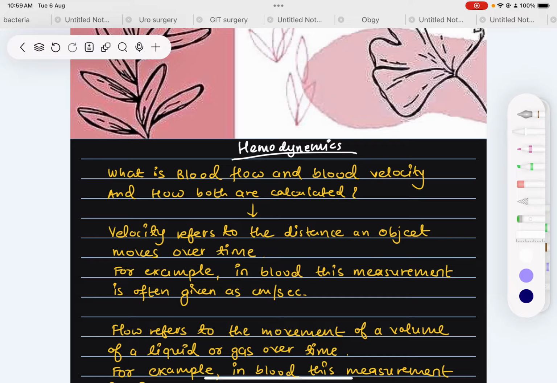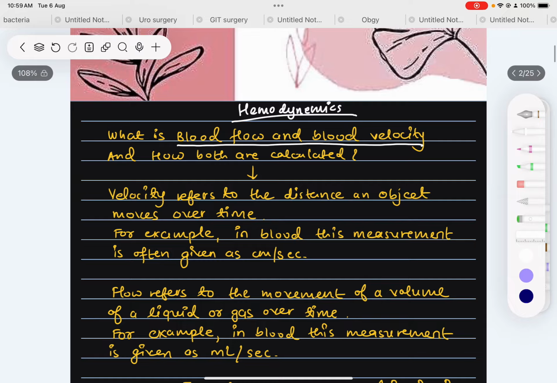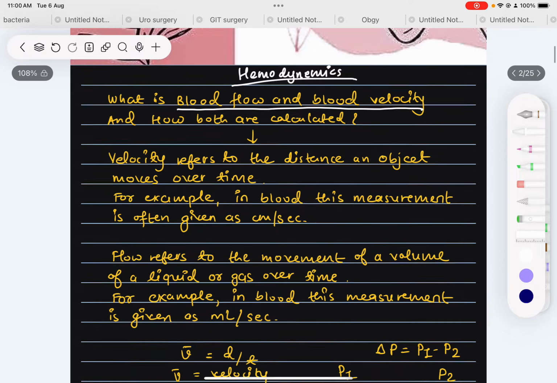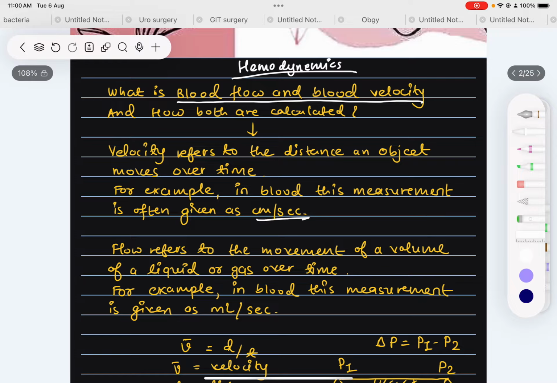So first we have to see what is blood flow and blood velocity and how both are calculated. Velocity, we know, is the distance an object moves over time. For example, in blood, this measurement is often given as centimeter per second. So how much blood is traveling per second, how many centimeters the blood is going to travel per second, this is the velocity. In unit time, how much distance are you going to cover?